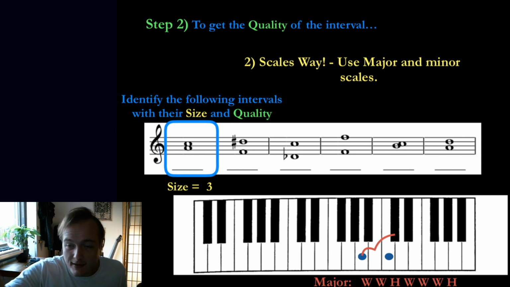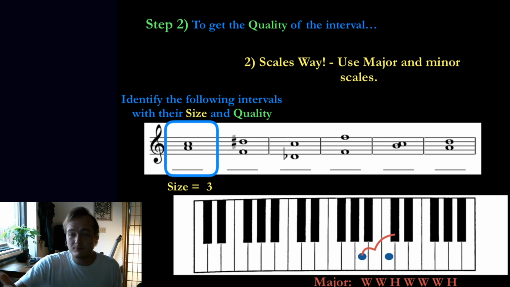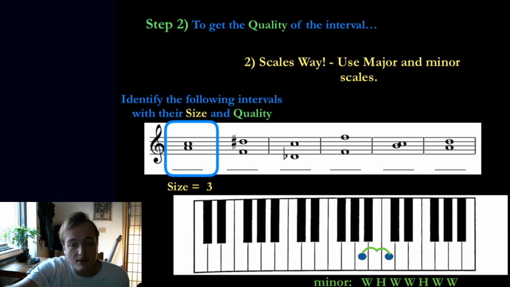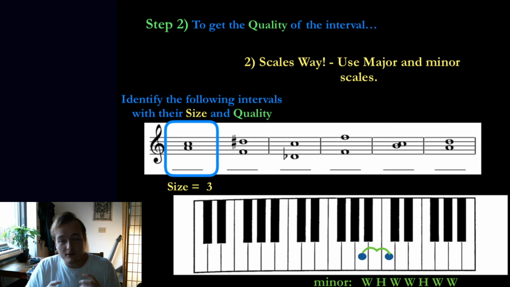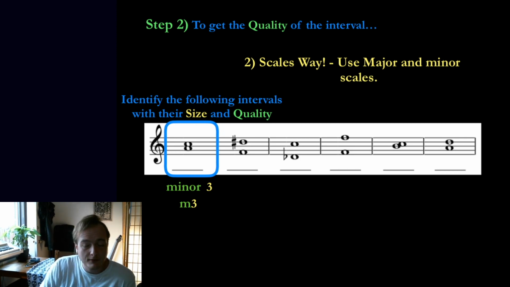You see why? Because if this interval fit into the major scale coming up from A, then it would be a major third. But since it's not fitting into the major scale, we might think, this must be a minor third. Let's check with the minor scale. Whole, half at the beginning. So between A and B is still a whole step, but between B and C is just a half step. There we go. Now we've got our interval and we've fit it into the minor scale. And what that tells us is that this is a minor third. In other words, we can write it just m3, lowercase m for minor, and a third.